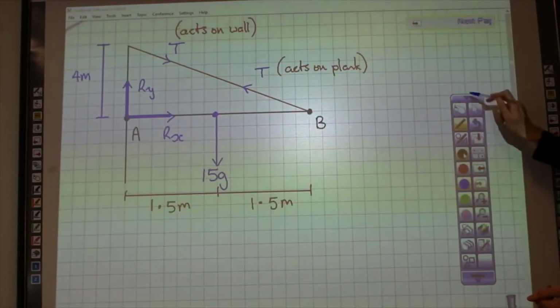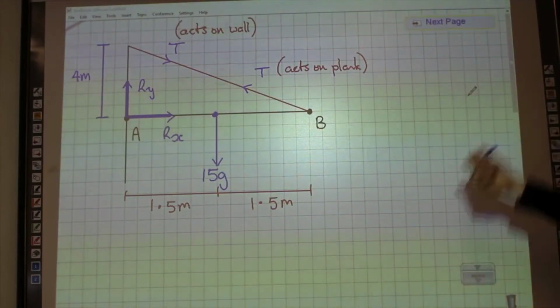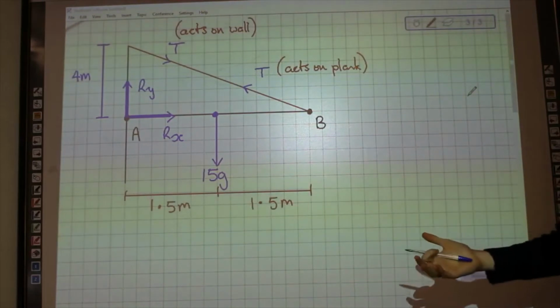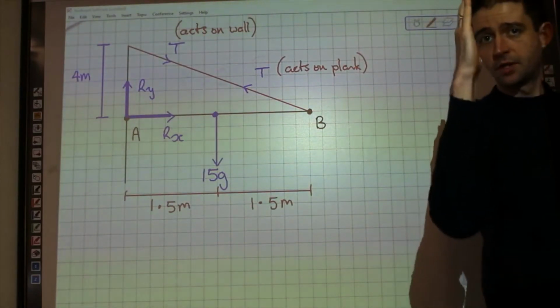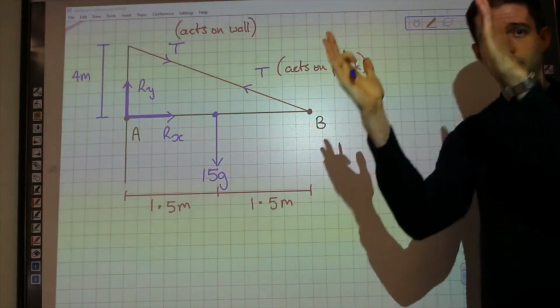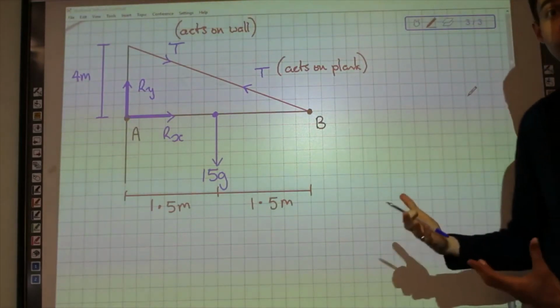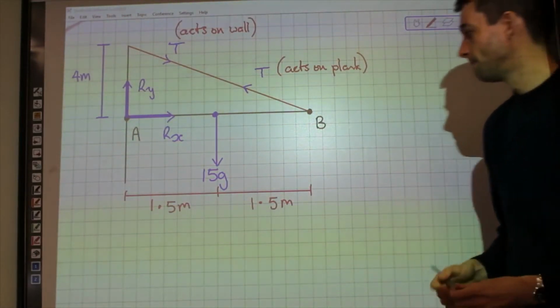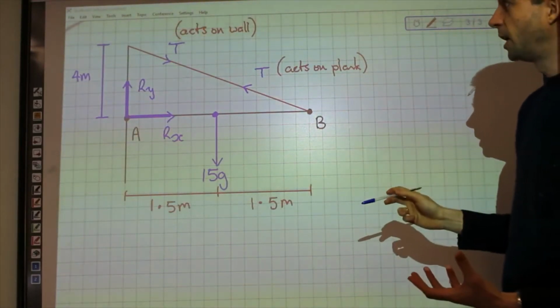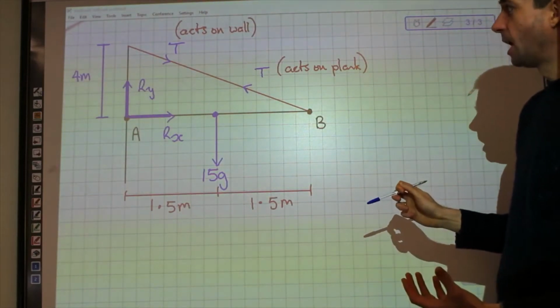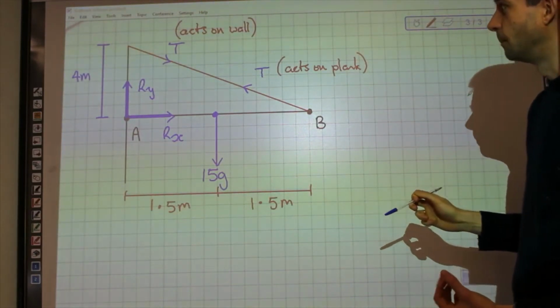Okay, well actually, because this is statics, same rules apply. Resolve vertically, resolve horizontally, do some moments. Those three things are going to see you all right. So we're going to start off by trying to find the tension that's in the string.